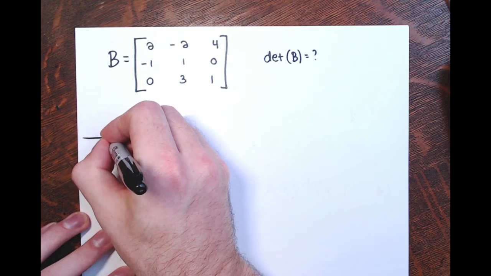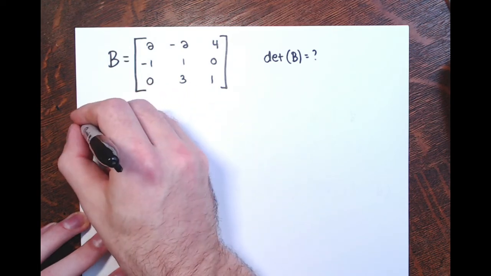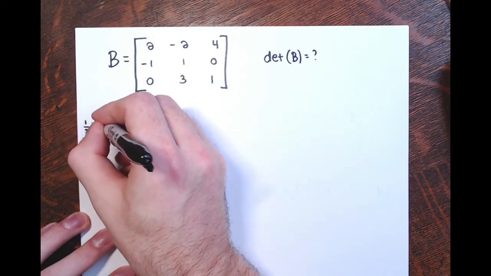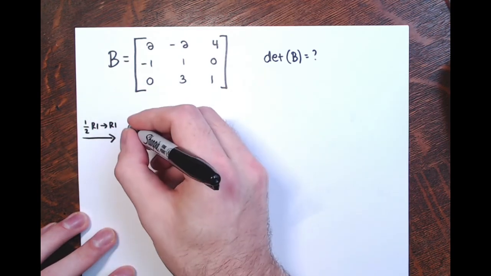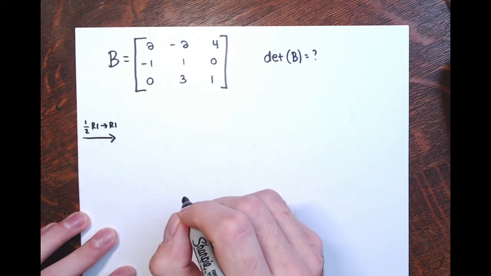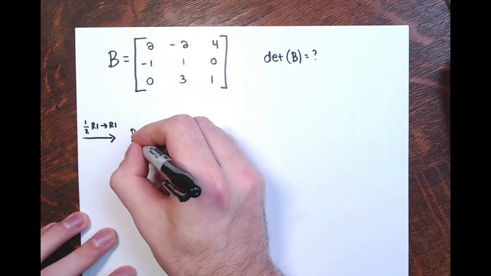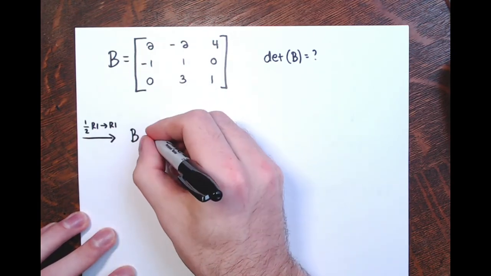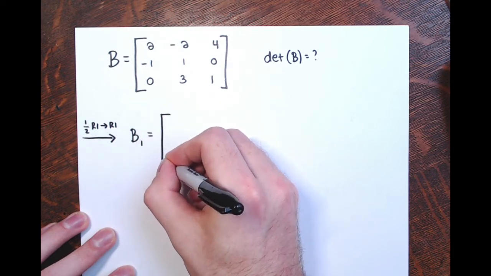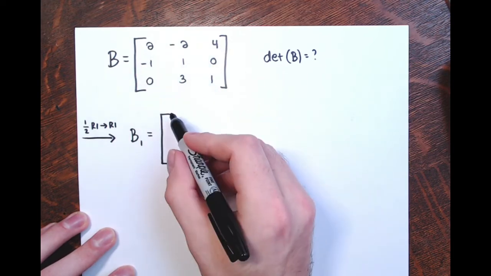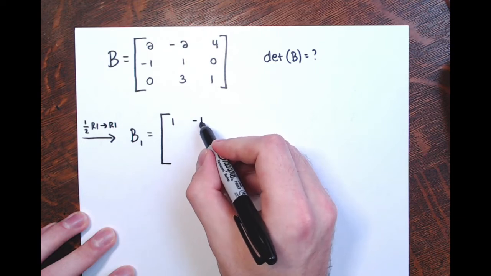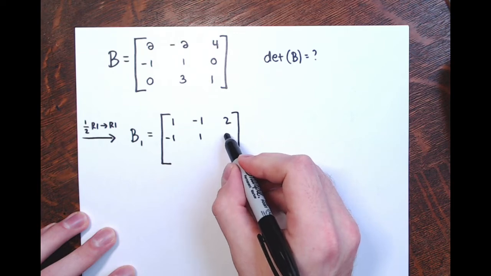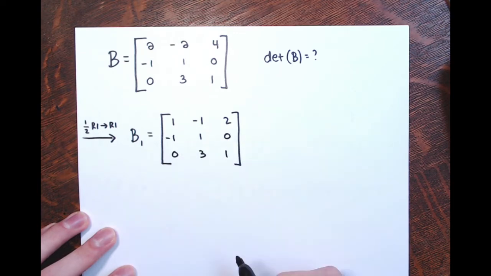So I'm going to multiply the top row by a half. I'm going to take half of row 1, and that'll produce a new row 1. That'll create this new matrix, which again I'll call B1. B1 is totally different than B. In this new matrix, half the first row gives 1, -1, 2. And then you have -1, 1, 0, and 0, 3, 1. The other two rows are the same.